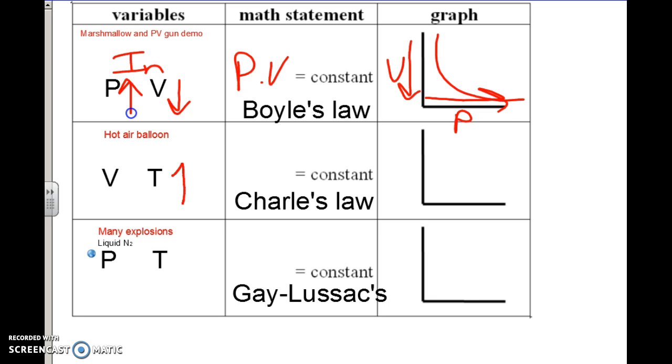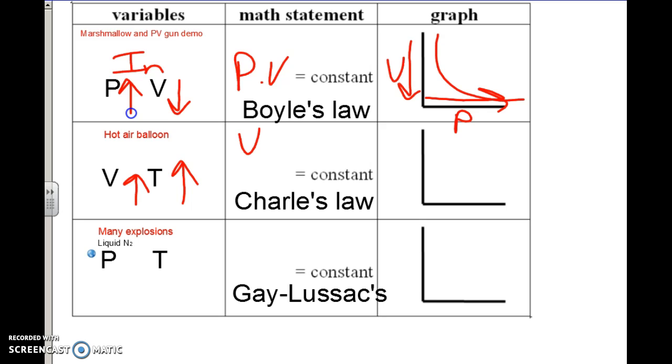As temperature goes up, what do you think happens to volume? Pause it and put an arrow in. If temperature goes up, volume goes up. So that happens in a hot air balloon. As the temperature inside the hot air balloon goes up, as molecules move faster, they move further apart, they occupy more space or more volume.